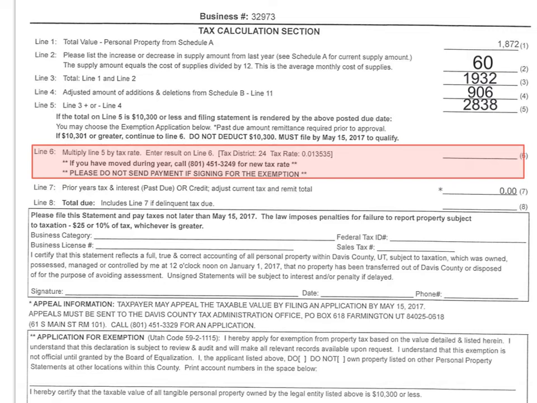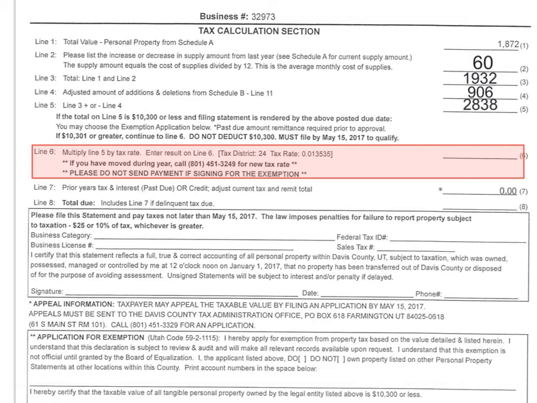Now we're going to show you how to calculate the tax. Even though in this example you qualified to take the exemption, we want to show you how to calculate the tax for those accounts that will be greater than $10,300 in taxable value. The taxable value in this case is $2,838. That is multiplied by the mill levy rate. In our example, we are in Tax District 24 and the rate is 0.013535. Multiplying $2,838 by that mill levy rate will equal the tax due.